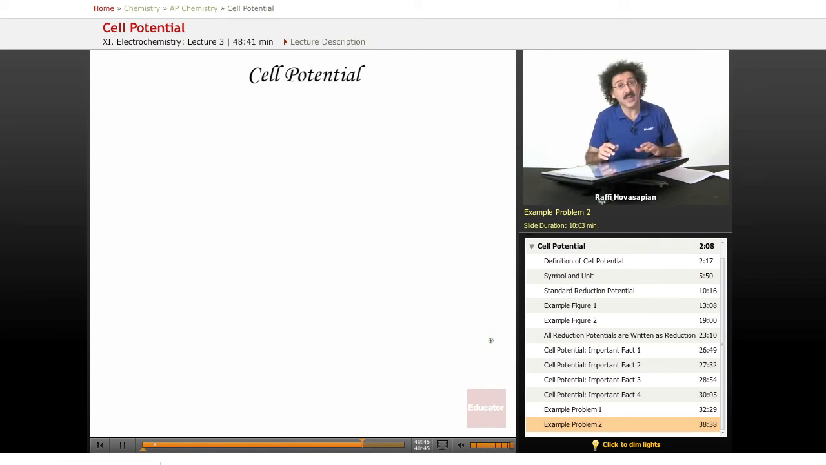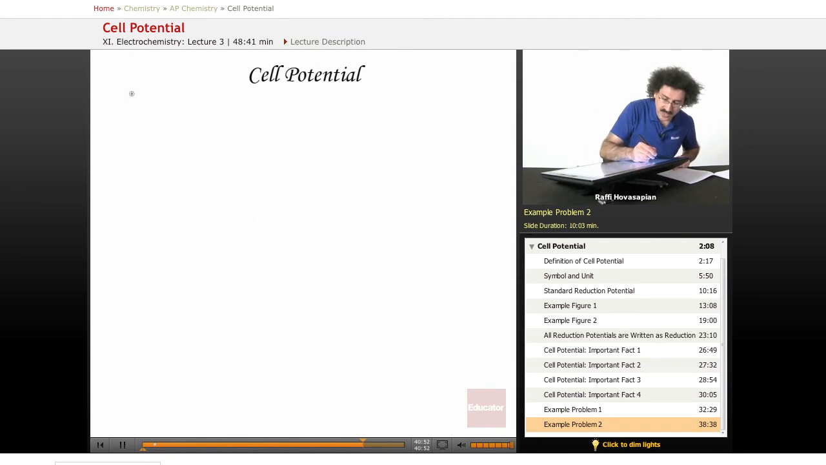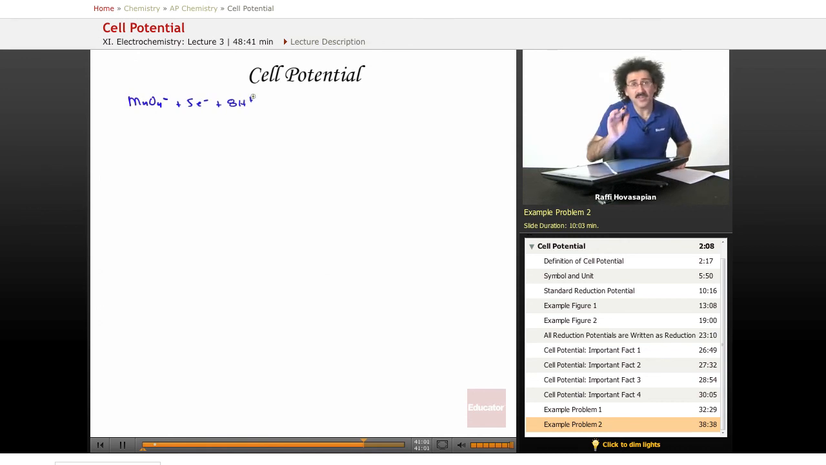When we look up the half reactions in a table of reduction potentials, we get the following. We get MnO4 minus plus 5 electrons plus 8H plus. This is exactly what it says in the chart. It goes to Mn2 plus plus 4H2O, and the standard reduction potential is 1.51 volts.